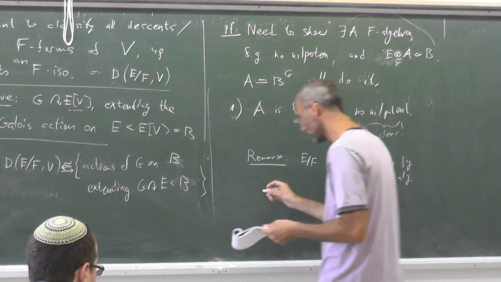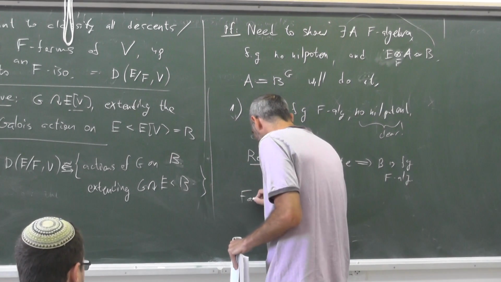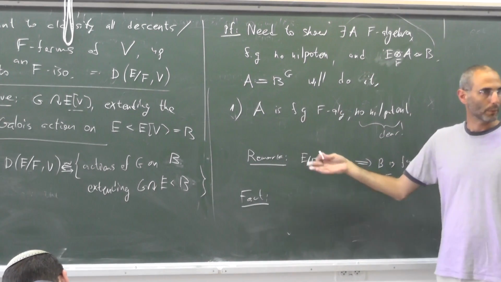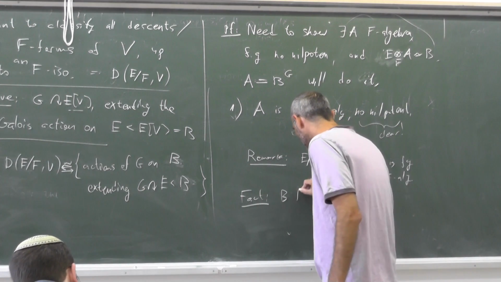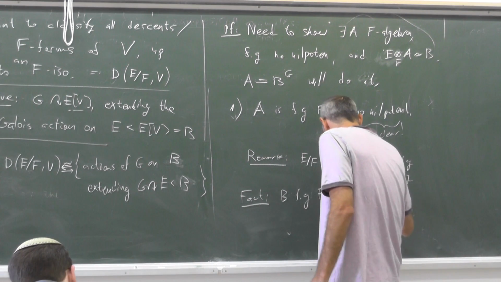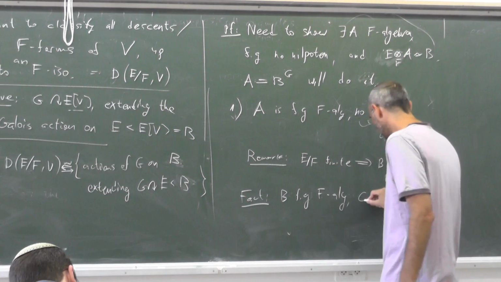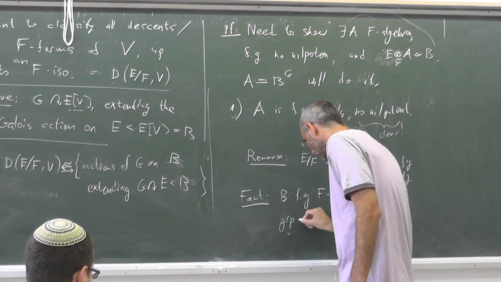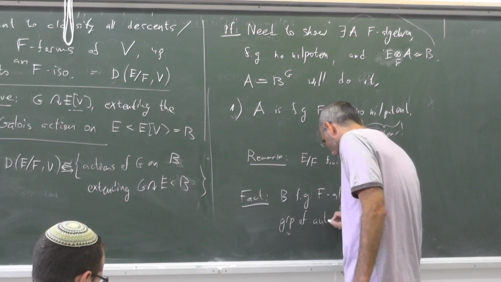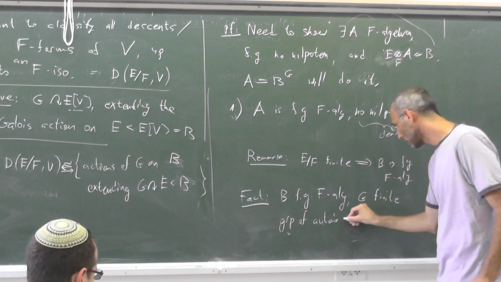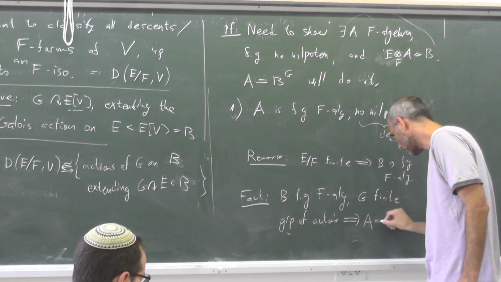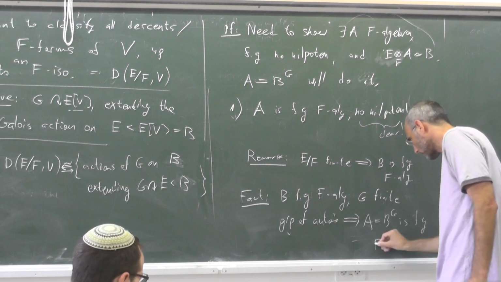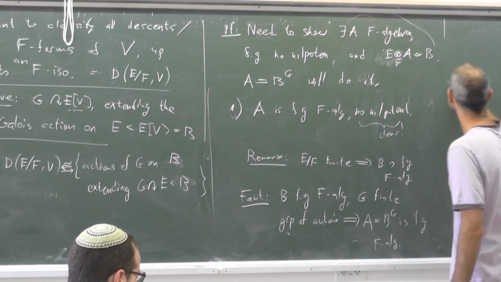So the fact to be proven, summarizing the properties that I'm actually using: B is a finitely generated F algebra, G is a finite group of algebra automorphisms. Then A, which is B^G, is finitely generated as well, a finitely generated F algebra.